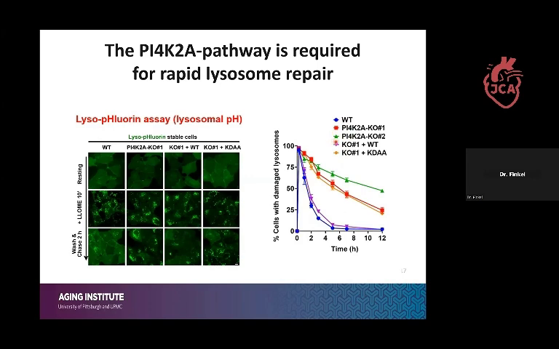If you CRISPR out the kinase PI4K2 alpha, you can see that now the lysosomes are very impaired in their ability to repair the damage, and now the half-life extends from about 1 hour to about 6 to 10 hours. If you put back the kinase into these knockouts, you completely rescue the phenotype. And again, if you put a kinase defective mutant back into these cells, you're unable to rescue. So this suggests again that this generation of PI4P is critical for the repair of the lysosome.